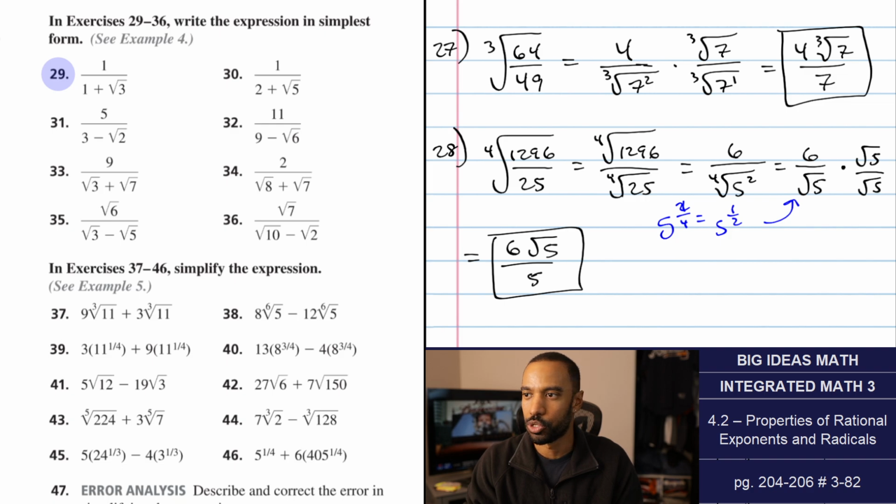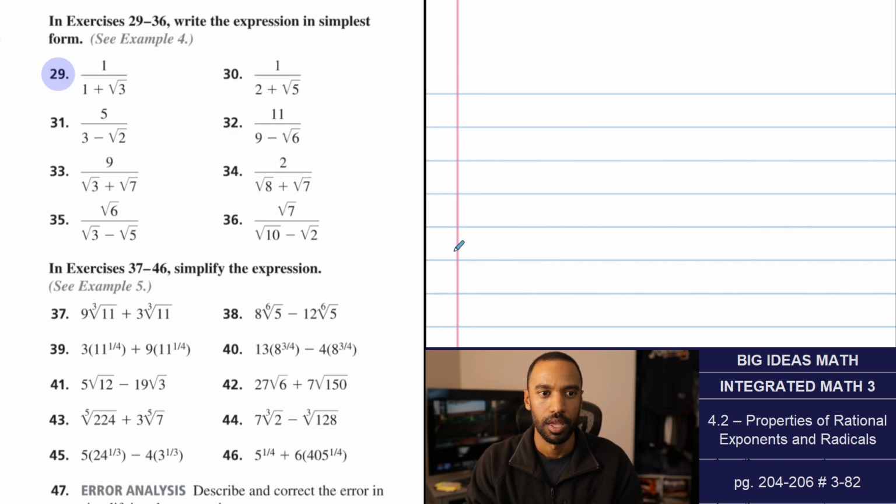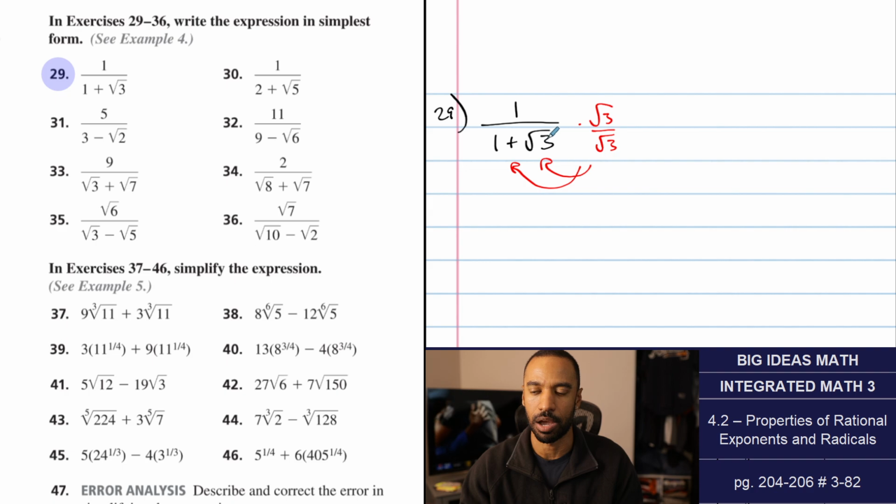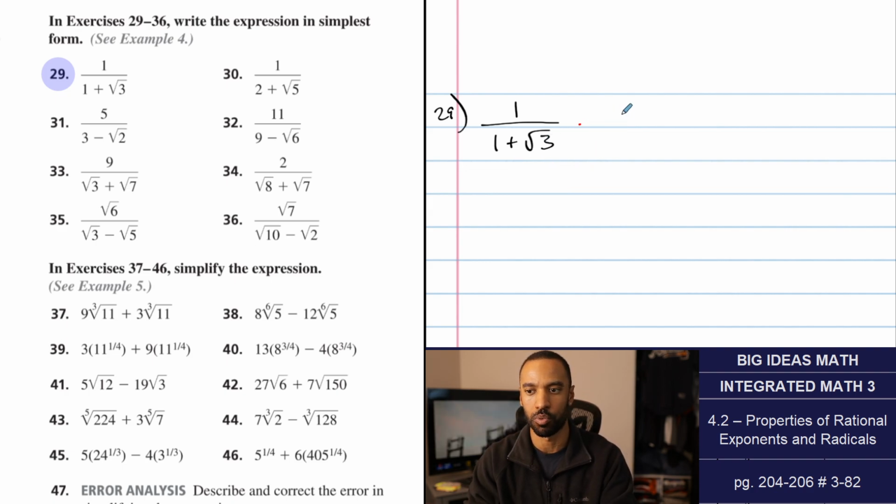Let's move on. We have 82 total problems, so we just got more to do. In 29 to 36, write the expression in simplest form. Now, this is where we have to rationalize the denominator, but it doesn't work to just multiply by root 3 over root 3 because we got to distribute here, and that won't rationalize when root 3 multiplies with 1. So instead, we have to multiply by its conjugate.